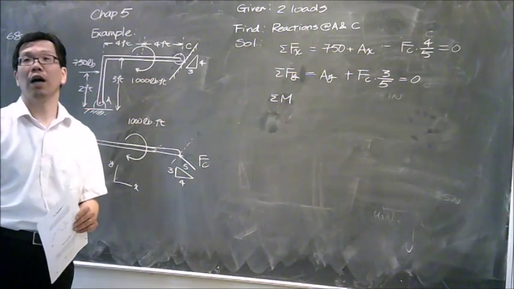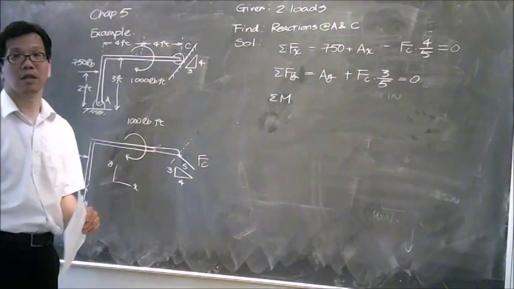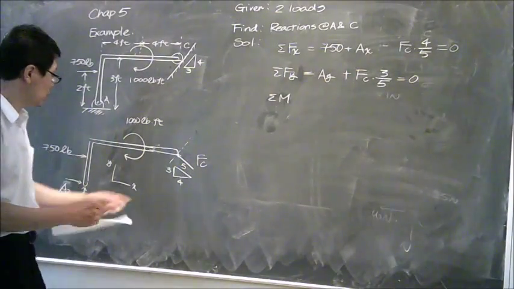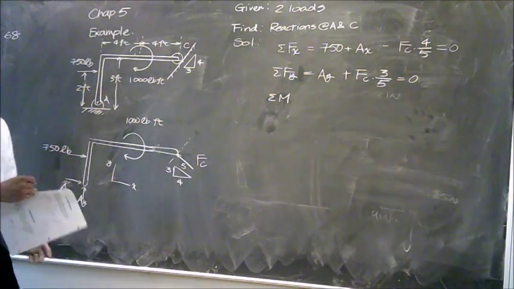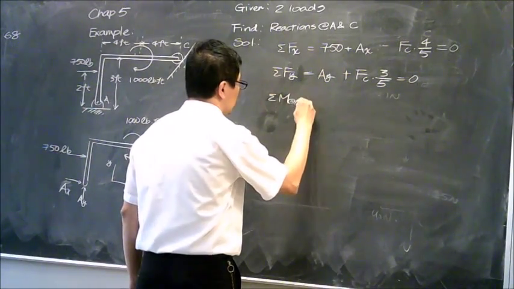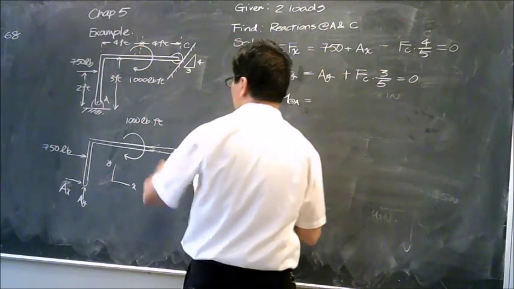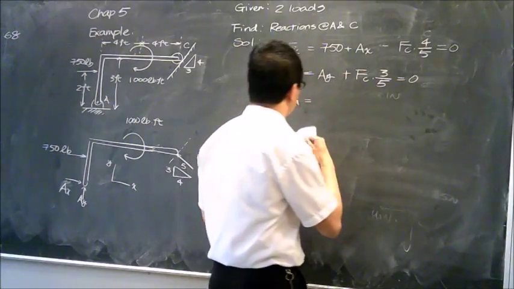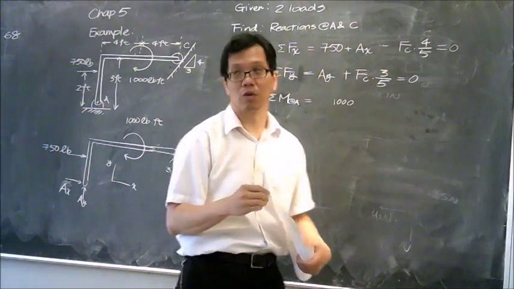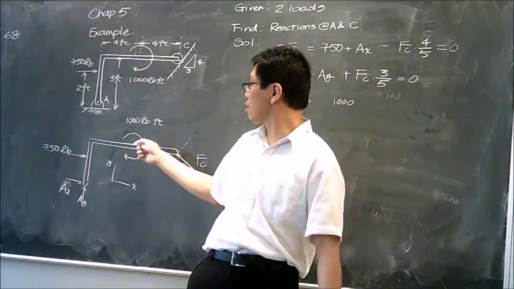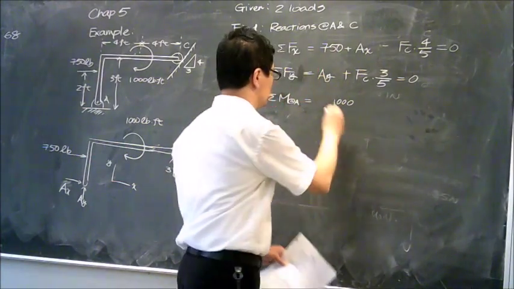As I said, I would like to use the point that has the most unknowns. In this case, which point actually has the most unknowns here? A, right? So I would like to use A as my reference point. So if we do that, we have this one that is kind of a given, so you don't need to worry about the moment arm. You just write down 1,000, but be sure you put the correct sign in front of it. This is what? Clockwise. So when it's clockwise, do we have positive or negative? Negative. Very good.